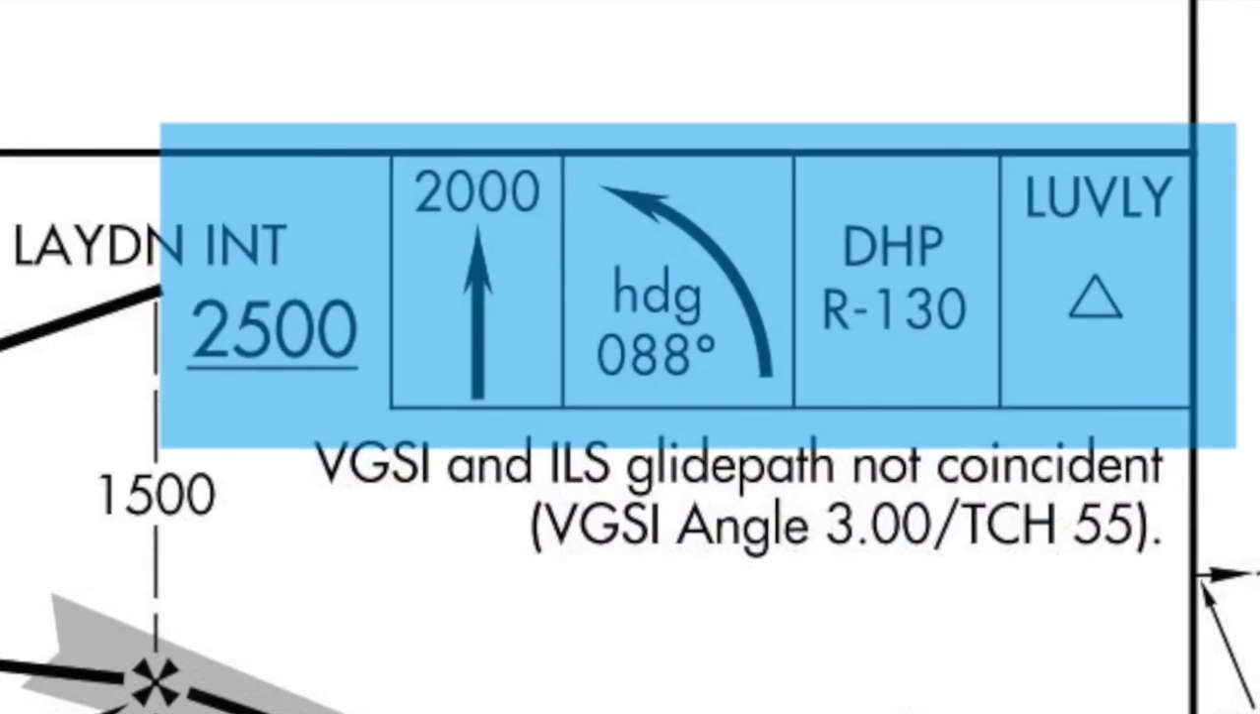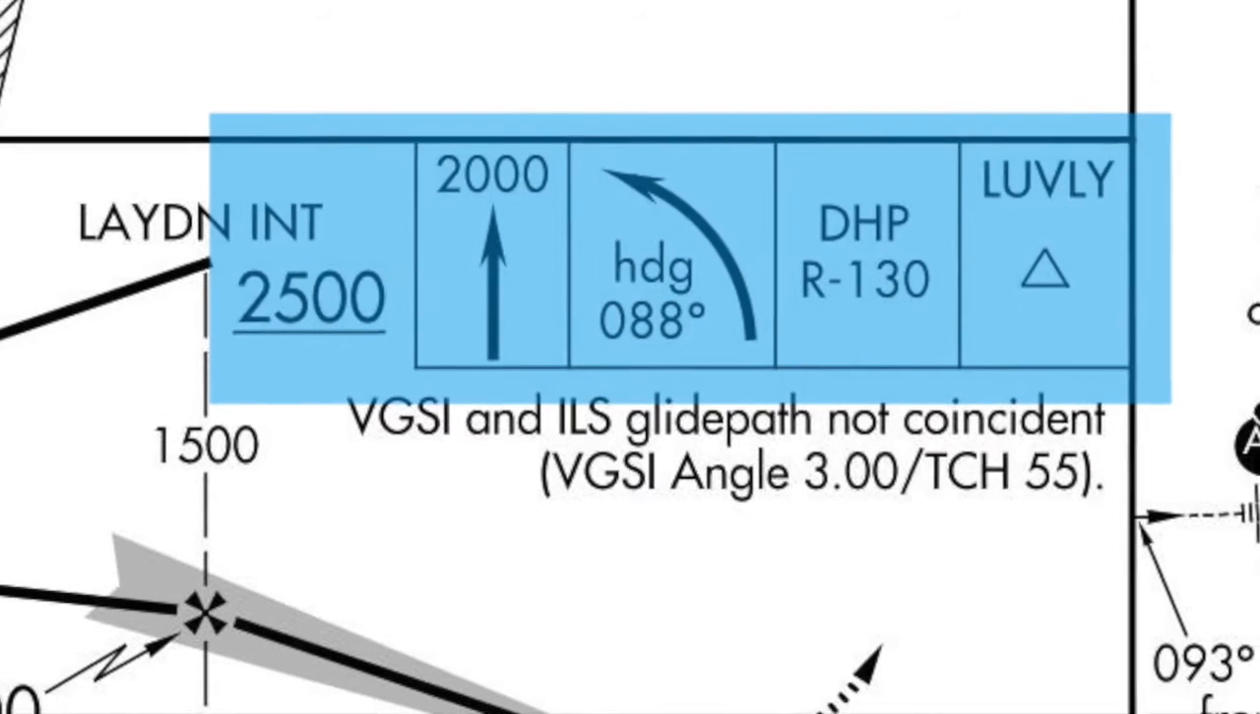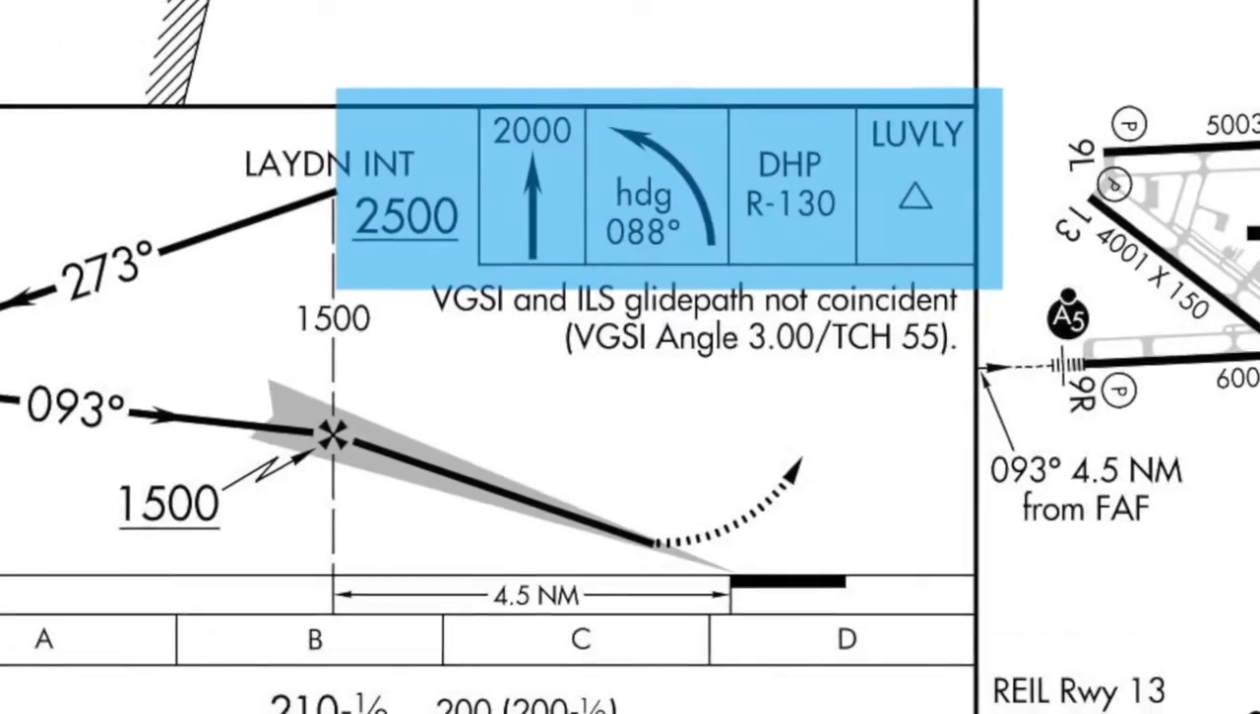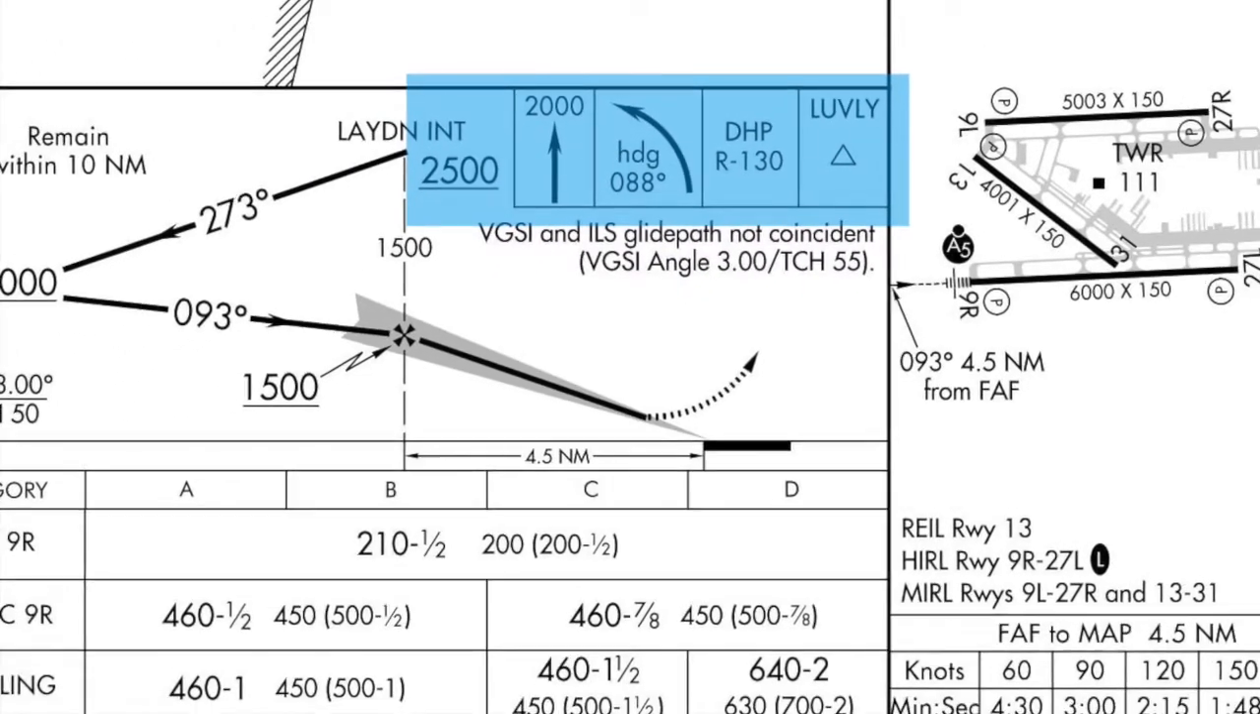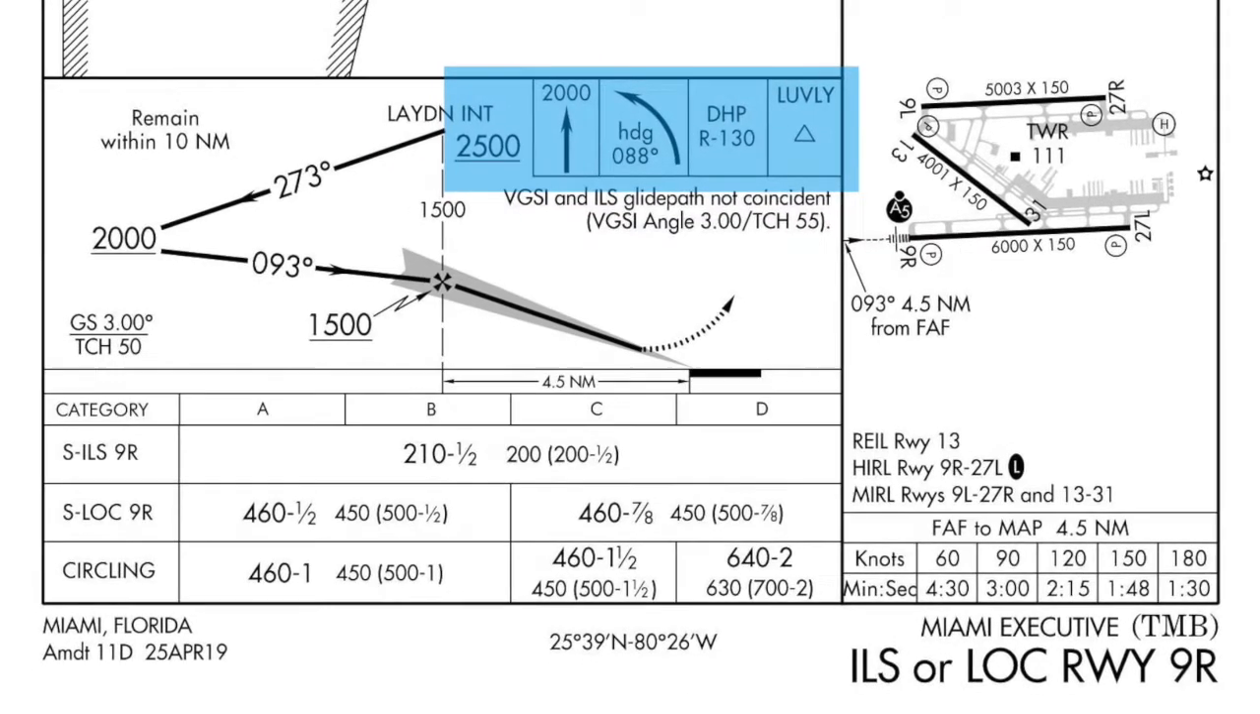So they show you not once in textual, not twice in the plan view, but 3 times total of what you're going to do in case you have to do a missed approach. And that's going to be right there in the profile view. Climb to 2000, left turn to a heading of 088, intercept the Dolphin radial 130, and hold at Lovely.